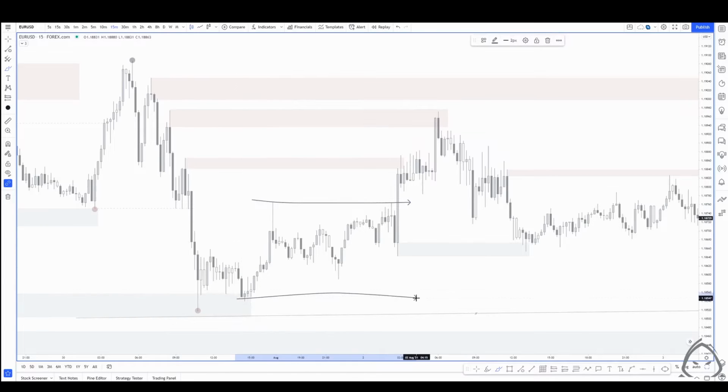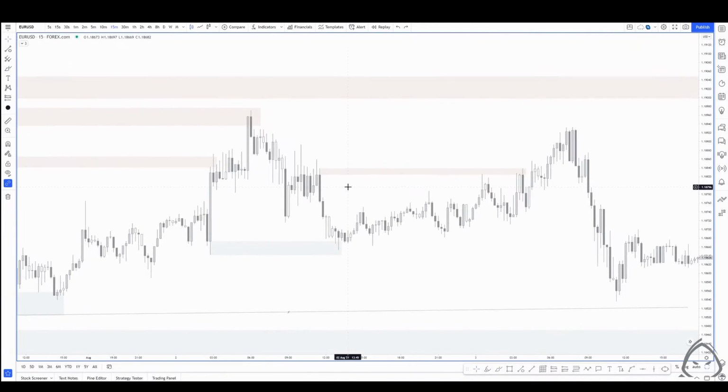So we're moving between this range. We haven't seen any mitigations that are warranting anything. Price then continues. We tap into all of these zones. And then we can move into this little bit of information. You can see sweep of liquidity. We do have this particular zone, but nothing taps into that.